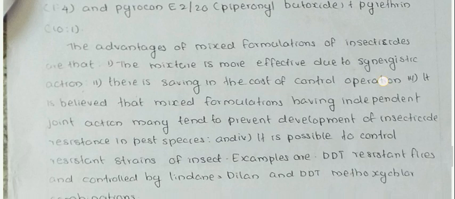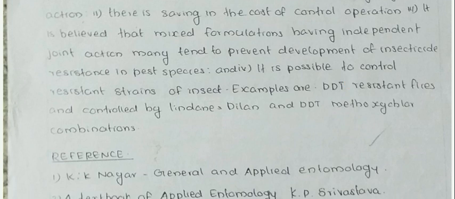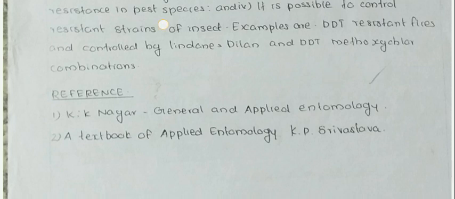In effective control operations, it is believed that mixed formulations having independent joint action may tend to prevent the development of insecticide resistance in pest species, and it is possible to control resistant strains of insects. Examples are DDT resistant flies controlled by dieldrin and DDT methoxychlor combinations.